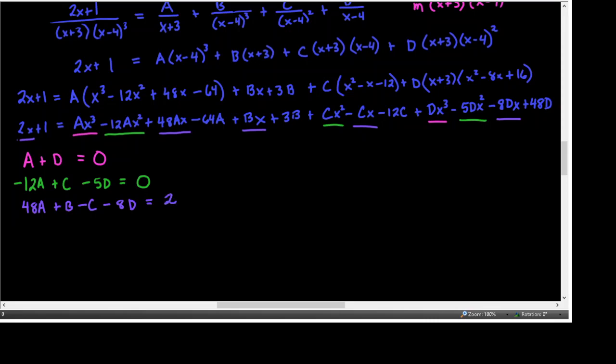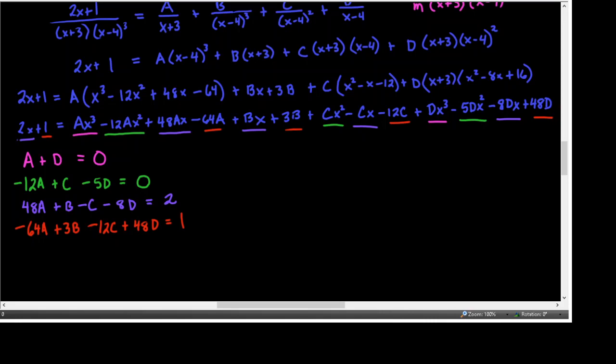And then finally, the constants. Negative 64a is a constant, 3b is a constant, negative 12c is a constant, and 48d is a constant. And all the constants on the right side have to add up to equal the constant on the left side, which is 1.